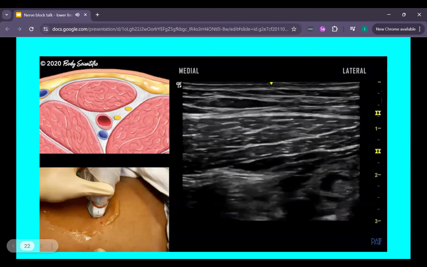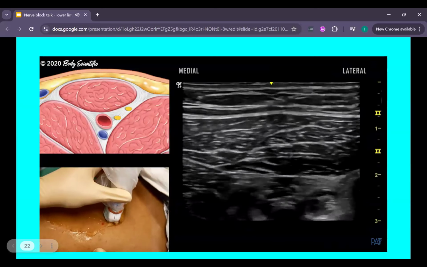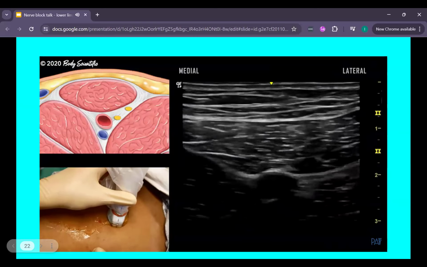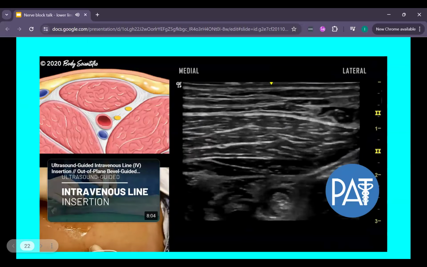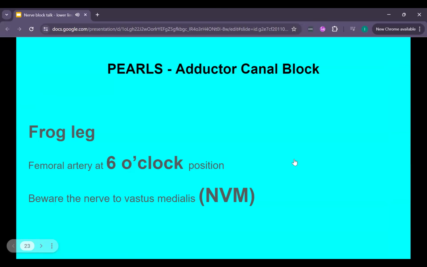For this block, again, if you're after surgical anesthesia, use 0.75% ropivacaine, even 0.5% bupivacaine, which I know is very readily available throughout the Pacific. And then if you're just after analgesia, again, 0.2% and using about 20 mils of local anesthetic. The key endpoint is if you can see the saphenous nerve after the injection enveloped by local anesthetic, that's perfect.